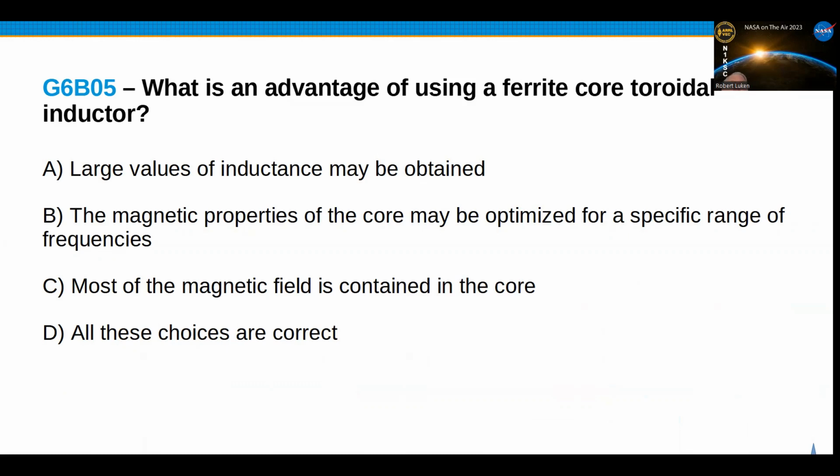So what's the advantage of using ferrite core toroidal inductors? All the above. Yeah. That's the other. Sounds good. All the above. Large inductance. You can get them. There's lots of different mixes, I think, besides the ones I showed. So you can pick the mix for whatever you're trying to do. And they contain the magnetic field pretty much.